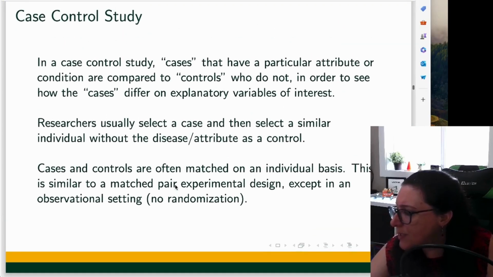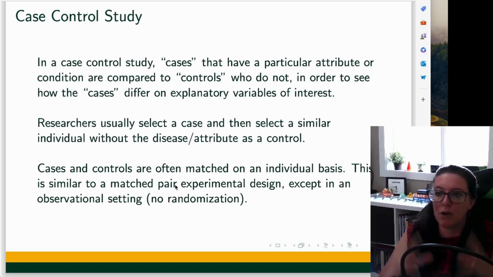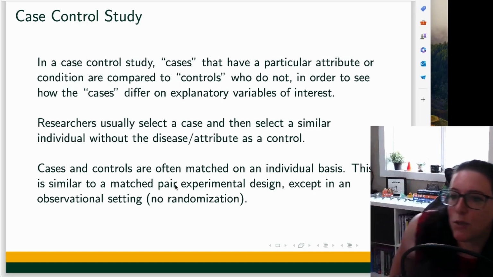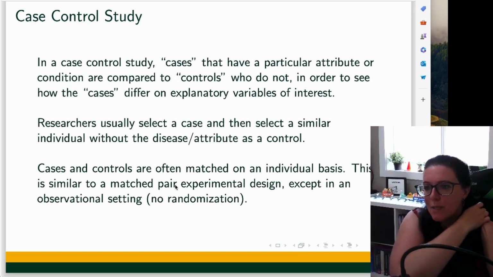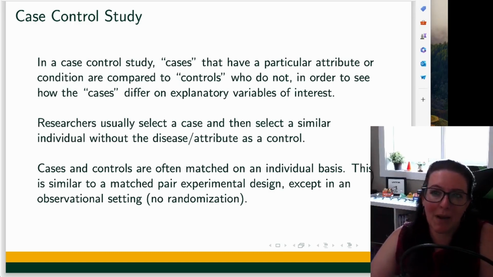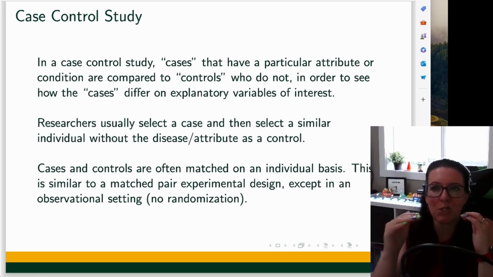In a case control study, the cases that have a particular attribute or condition are compared to the control so that we can see the impact of, in this case, the lead, that explanatory variable. The issue in observational research versus an experimental design is that because we can't choose who gets impacted by the lead, we don't have true randomization. So we try to match as much as possible. We call these matched pairs.